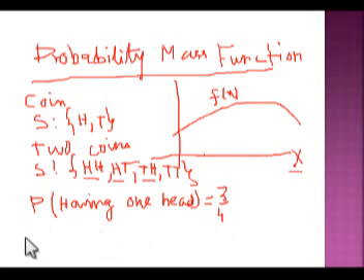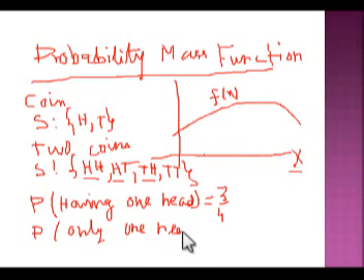Now, having at least one head is 3 by 4. If you take only one head, then there are only two possibilities, which are head-tail and tail-head. So there will be 2 by 4.